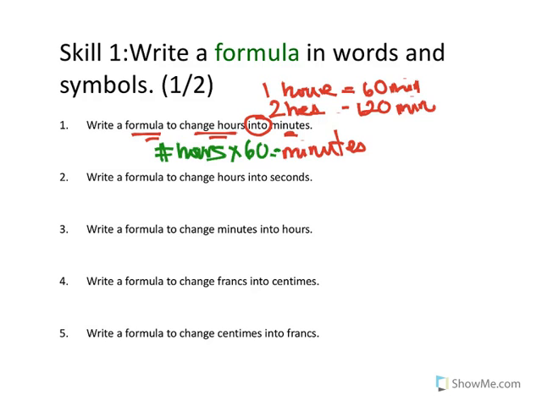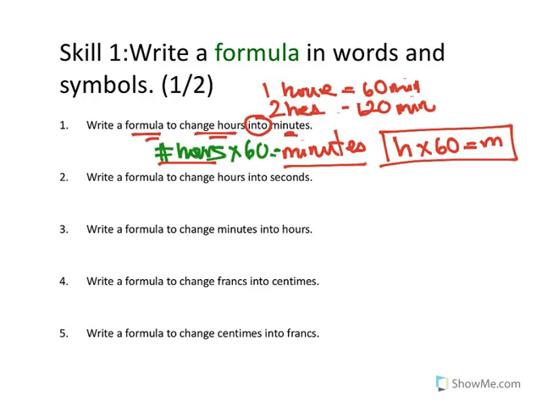So to clean this up, instead of writing it all in words, we will use symbols. H for hours times 60 equals M for minutes. And that's my formula. So at this time, pause and complete 2, 3, 4, and 5.